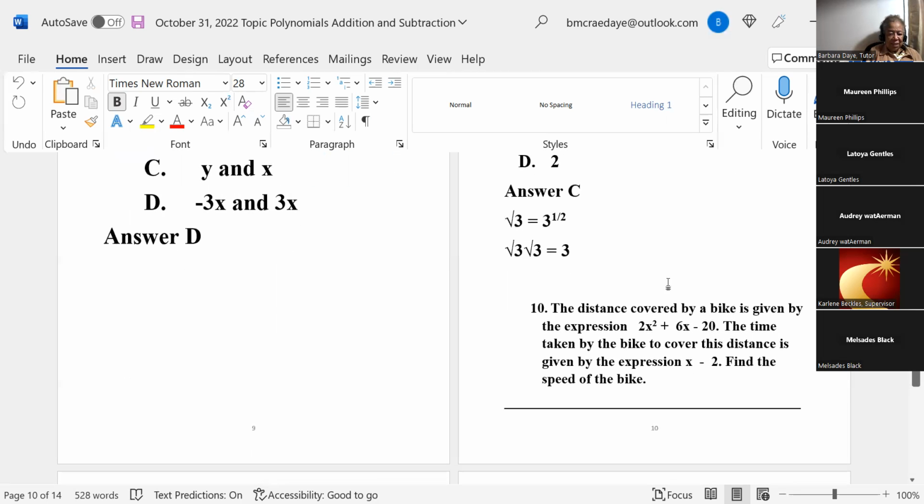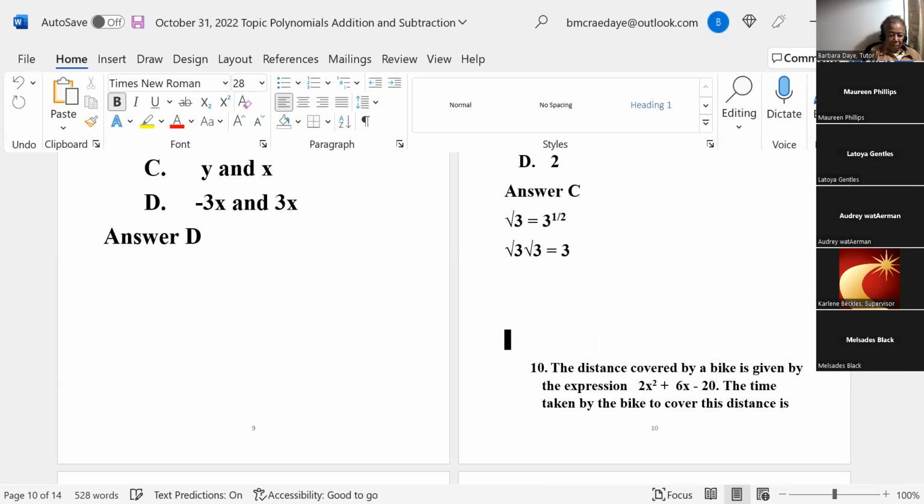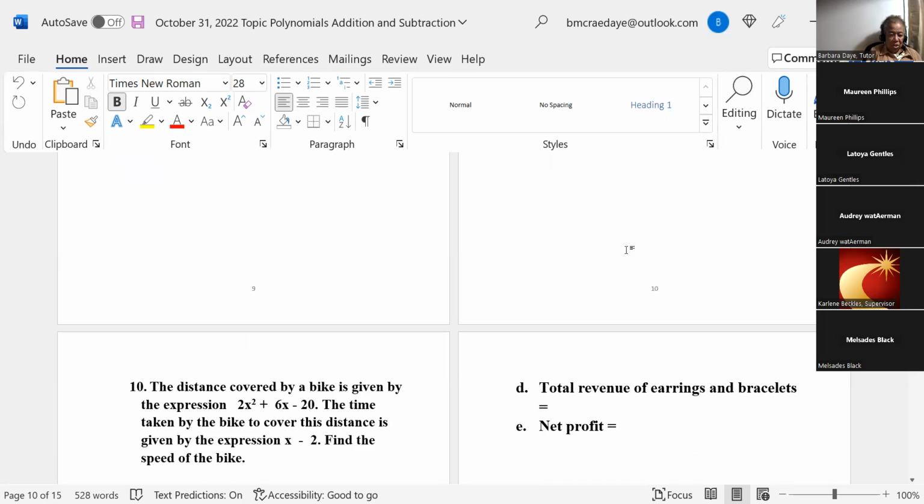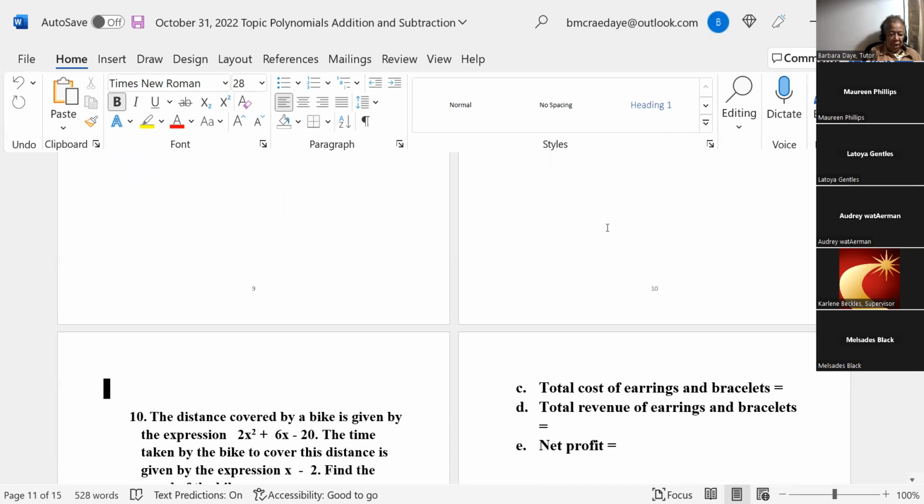How do you find distance? Distance is determined by the rate times the time. You're right, Audrey. Very good. Distance is determined by rate and time. In other words, let me just write it in words: distance equals rate times the time. So if you're traveling and you know the rate in miles per hour, the rate times the time will give you the distance you travel, right?